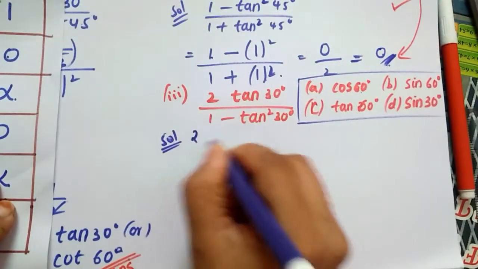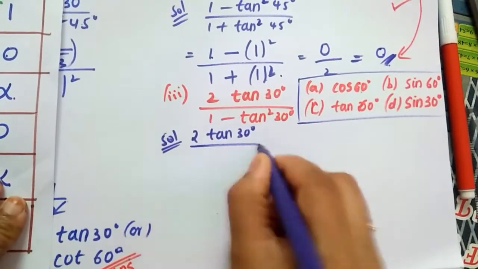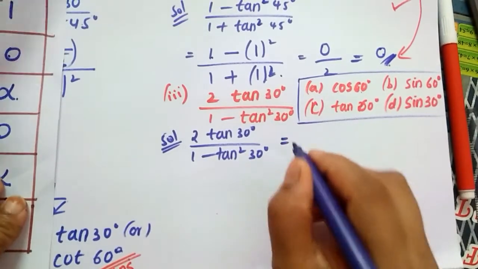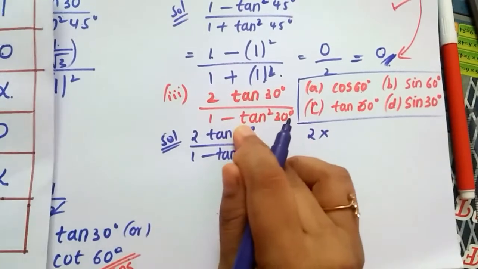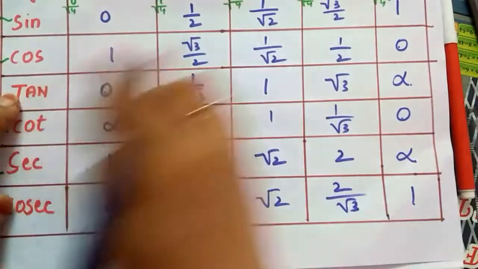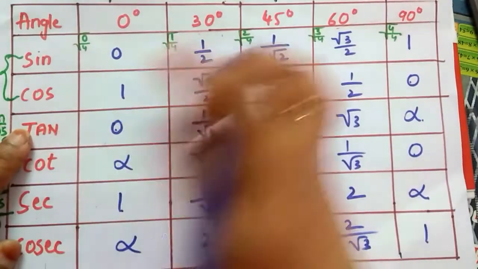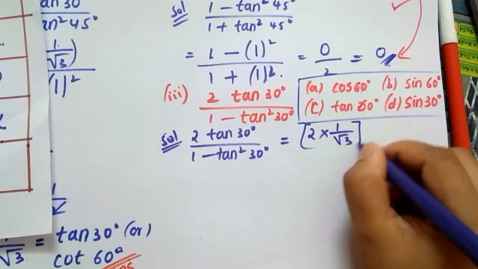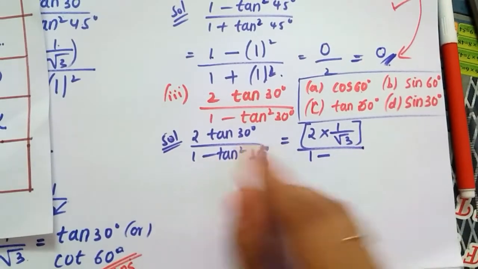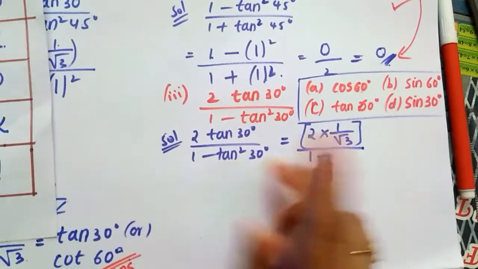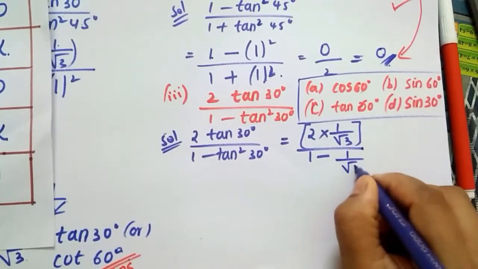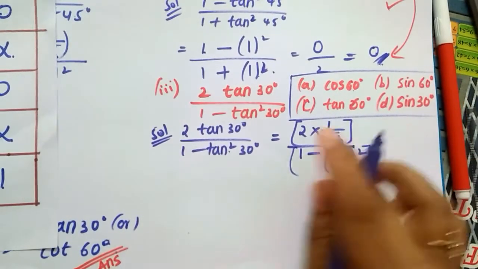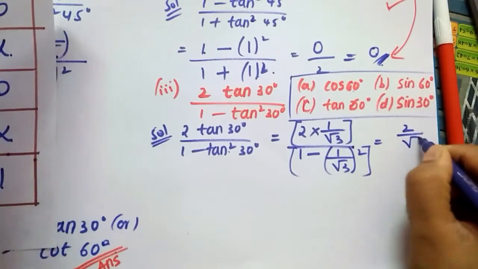Write the question as it is: 2 tan 30 divided by 1 minus tan square 30 degrees. Copying as it is, this is equal to 2 into what is tan 30? What is tan 30 from the table? It is 1 by root 3. The whole divided by 1 minus, copying the same, tan square 30. We know tan 30 is 1 by root 3, and it is a whole square. This is the denominator, and the numerator is 2 into 1 is 2 divided by root 3.